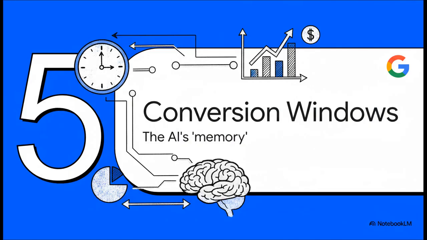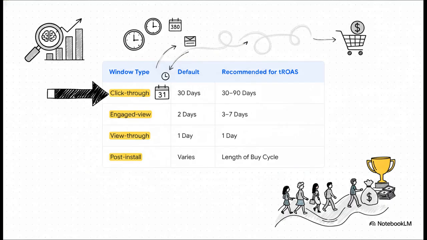All right, next up is a setting that is so important, but man, it gets overlooked all the time, your conversion windows. The best way to think about these is as the AI's memory. It's the setting that tells Google how far back in time it's allowed to look to connect a purchase to one of your ads. Just take a look at the defaults versus what's actually recommended for a tROAS strategy. See that click-through window? The default is 30 days, but the recommendation is to push it out as far as 90 days. So why would you do that?